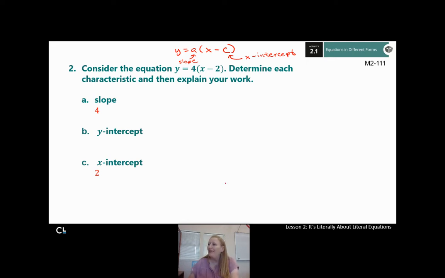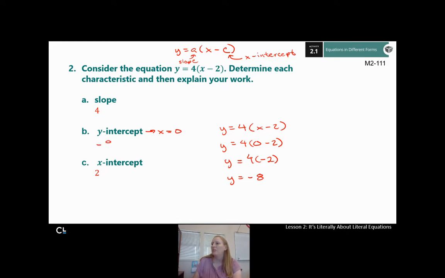But you remember, you know how to do this. If you're finding a y-intercept, that just means, hey, x has to equal 0. So fine, instead of y equals 4 times x minus 2, let's plug in a 0 for x. y equals 4 times 0 minus 2. And now it's actually pretty easy, right? Do your parentheses first. 0 minus 2 is a negative 2. And of course, 4 times a negative 2 is a negative 8. Hooray! So it looks like my y-intercept is negative 8. Good job, us. So that wasn't too terrible.